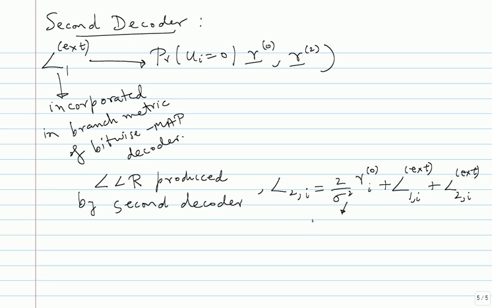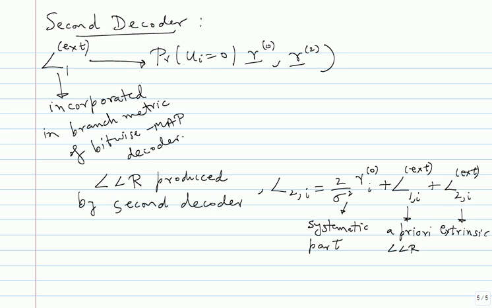Okay, so this is the systematic part. This is actually extrinsic from the first decoder, which I'm going to say as a priori LLR, and then this is the extrinsic LLR. Okay, so that's how. I didn't write this down very clearly. Let me write it down once again. Okay, that's extrinsic.